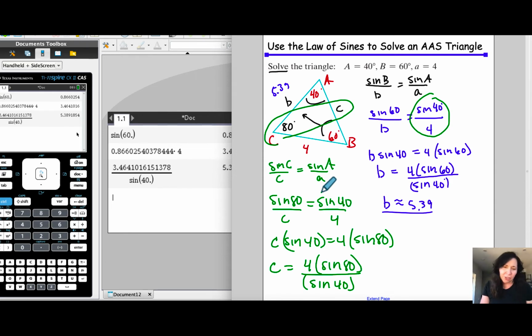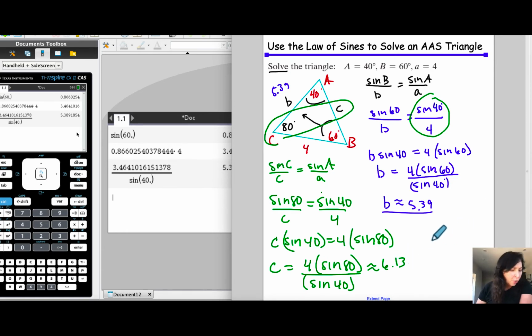Check your calculator, make sure you're getting the same thing as me. I got 3.9. I'm going to divide that by sine of 40 degrees. So make sure you use parentheses. So sine of 40 and enter. So I get about 6.13. So this value is about 6.13.